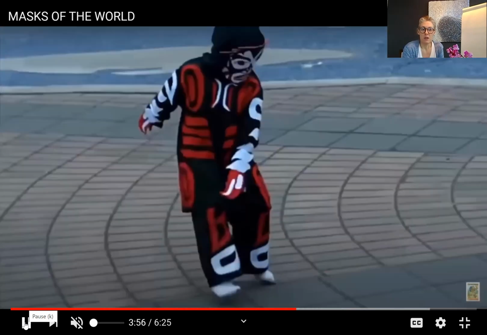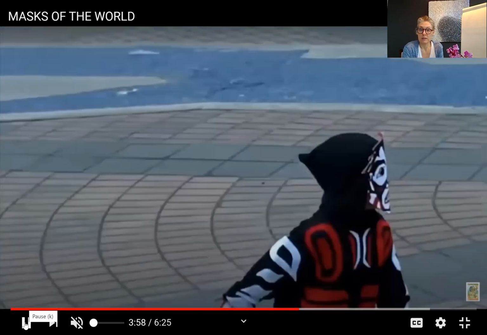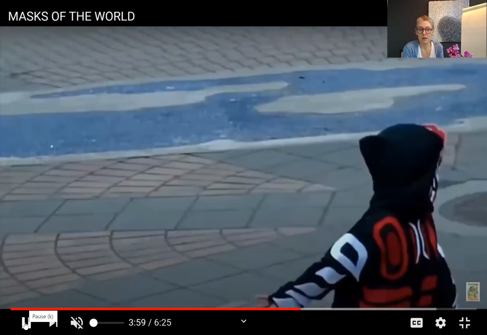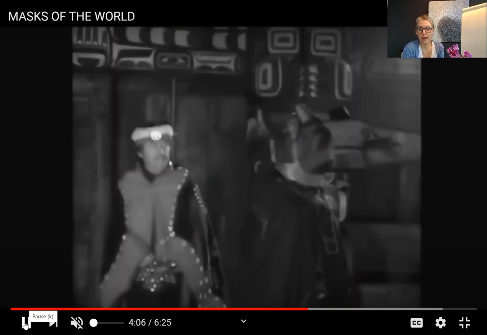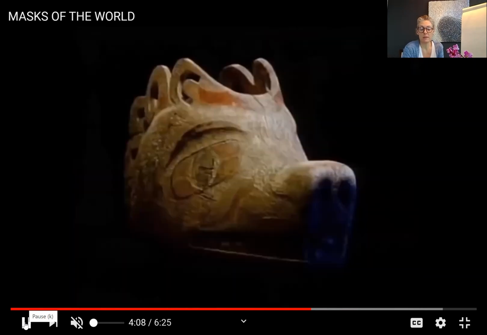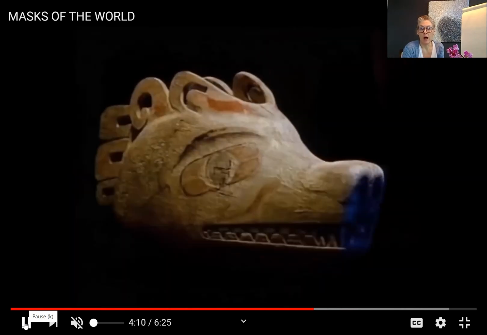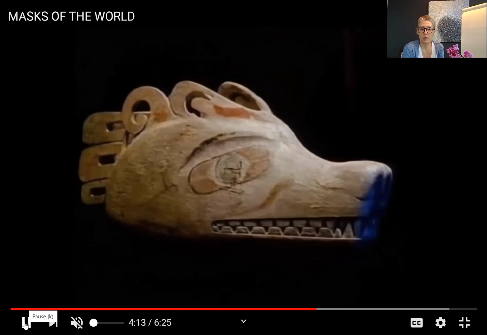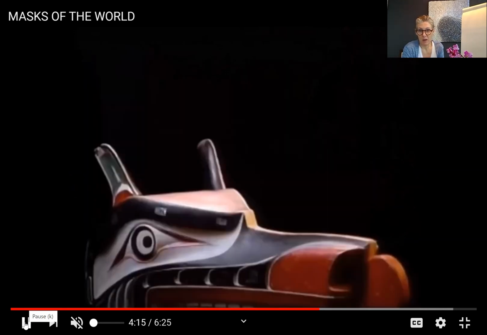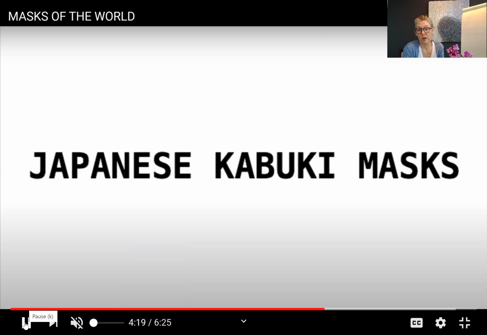Here you can see it used in dance, maybe a celebration for both children and adults. And a lot of indigenous cultures really use a lot of animal representations in their masks, as you can see here. Wood was once again, you can also see masks out of clay, paper, and also velvets and cloths.